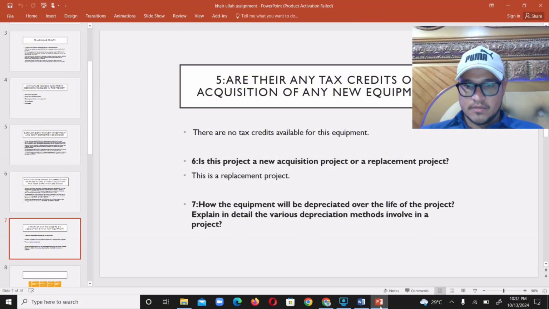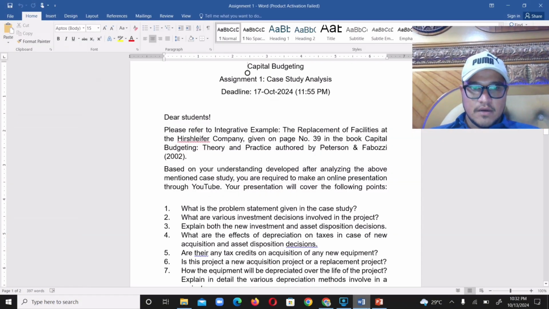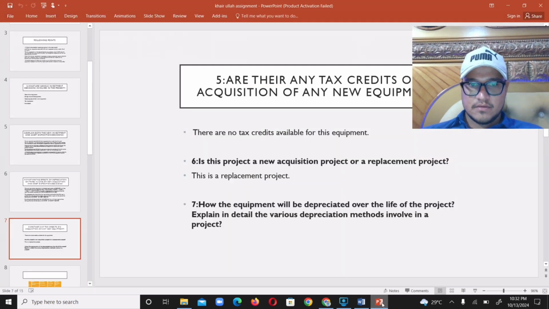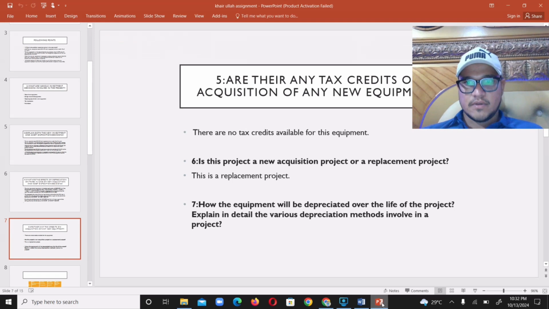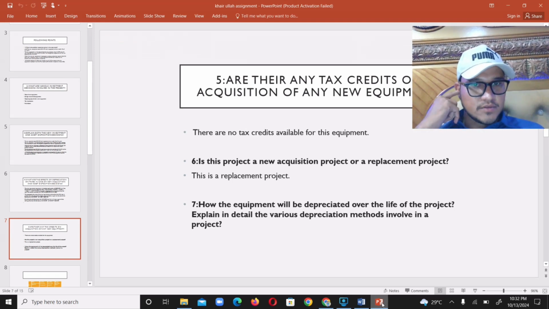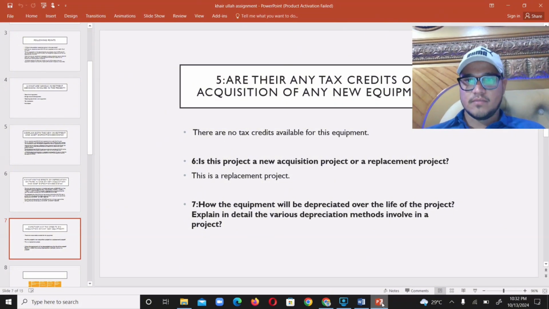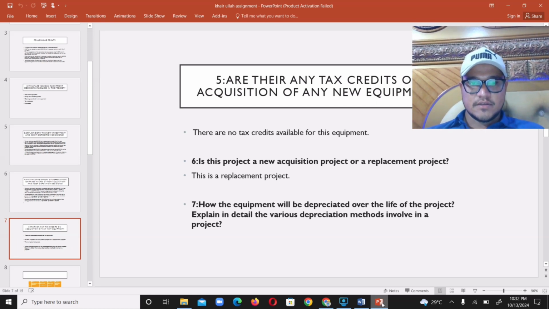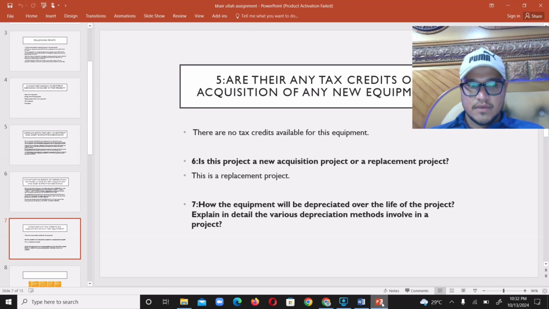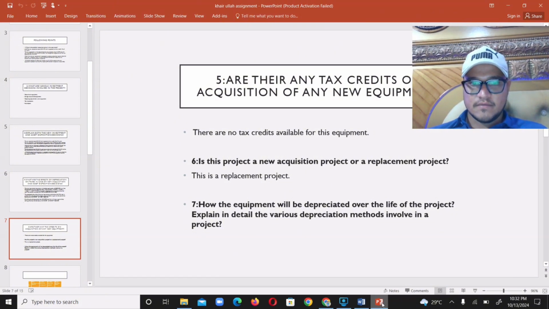And the next question, question number 5. Are there any tax credits on acquisition of any new equipment? There are no tax credits available for this equipment. Is this project a new acquisition project or replacement? No, this is a replacement project. Sixth question: how the equipment will be depreciated over the life of the project. Explain in detail the various depreciation methods involved in a project.